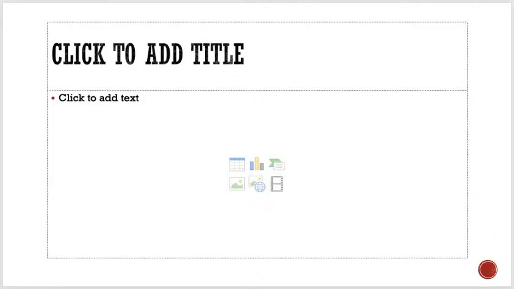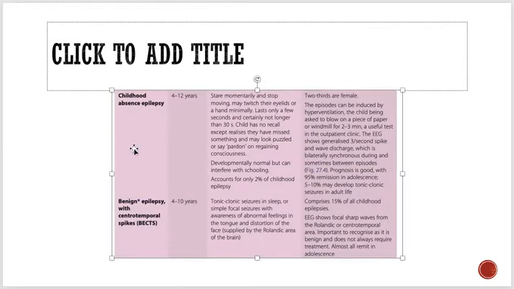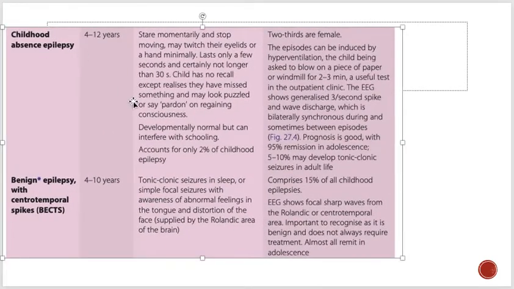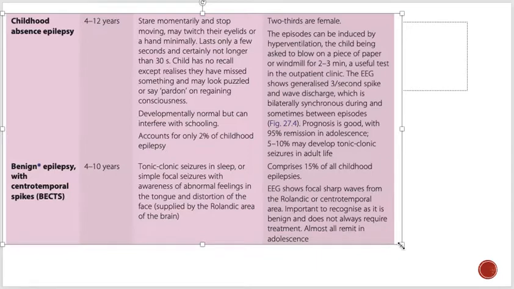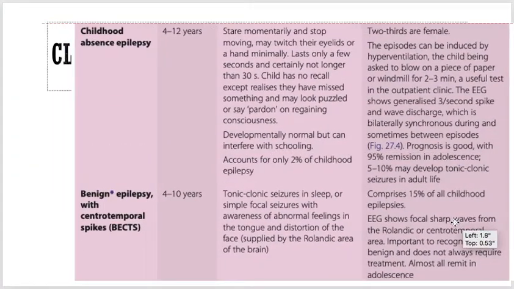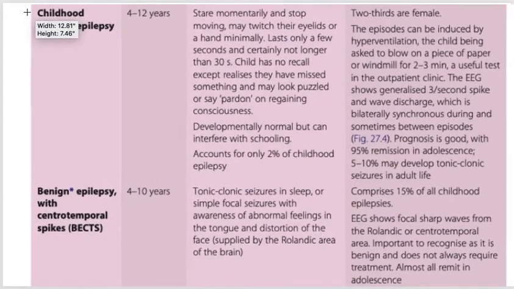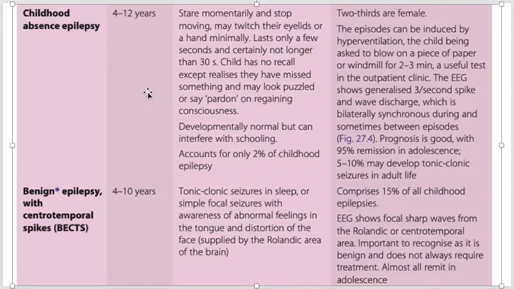Other than that, guys, among the other epileptic syndromes, one of the things I wanted to talk about, which is very, very, very important, is absent seizures. Childhood absent seizures are quite common and quite important. The onset could be in this age group, but these are the children who stare momentarily and stop moving. Sometimes they twitch their eyelids and hand minimally, and the episodes last only a few seconds, certainly not more than 30 seconds. They are always less than 30 seconds.